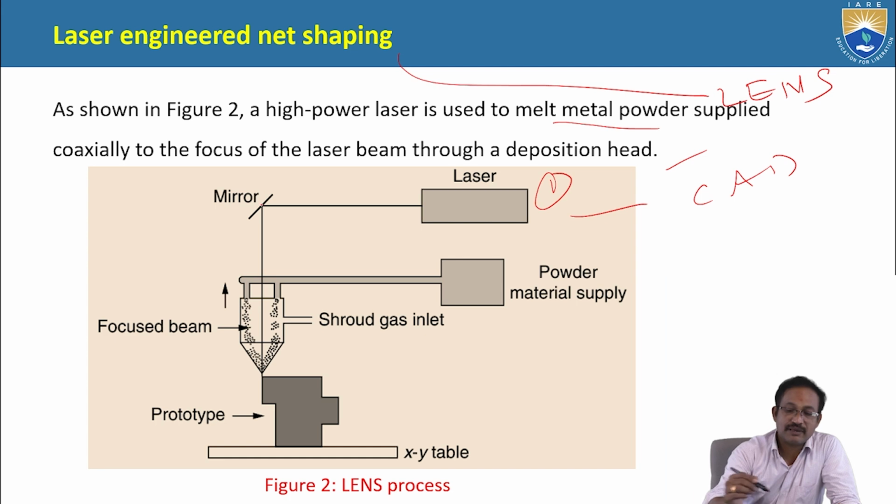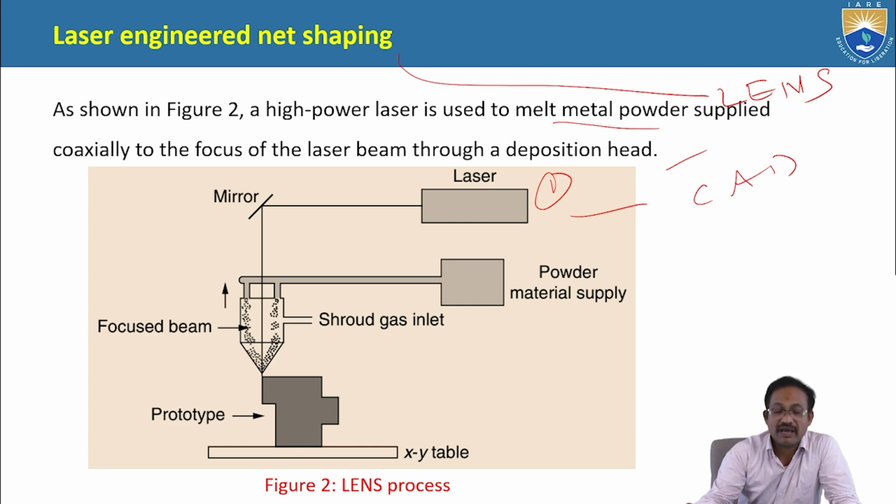Okay, here the laser will be supplied, but as per the CAD model, the mirror deflects as per the path or profile required to fuse the material. Okay, right. So here powder metal supply. Parallelly the powder metal supply will be there and the mirror deflects, and from this focused beam the molten material will be supplied as per the path.